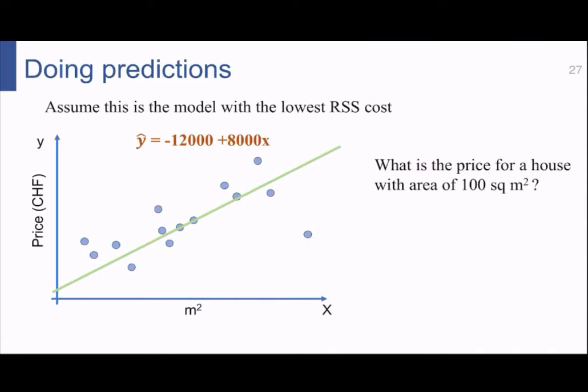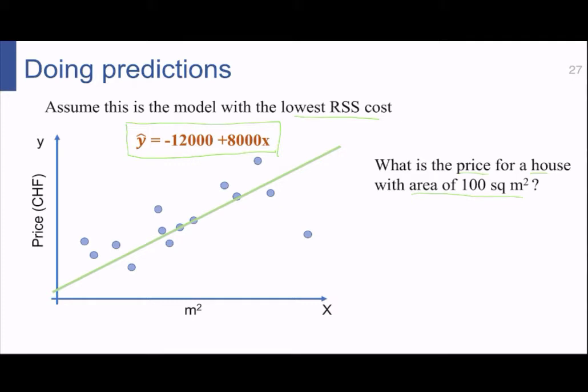Now, after we have this line, imagine that we have found this line that goes through the data and minimizes the error, this linear function. This is the one that gives the lowest RSS score. Now we can make predictions. If we have this line, we can predict what is the price of a house, let's say with an area of 100 square meters.